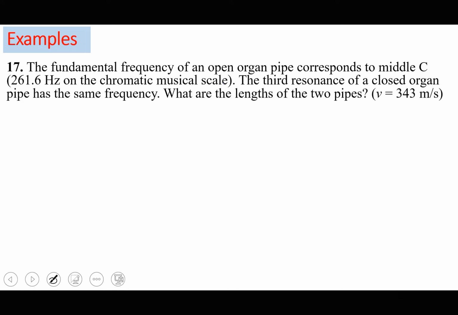The fundamental frequency of an open organ pipe corresponds to middle C, which is 261.6 Hz on the chromatic musical scale. The third resonance of a closed organ pipe has the same frequency. So one is an open pipe and this one is a closed organ pipe, with the same frequency. What are the lengths of the two pipes?